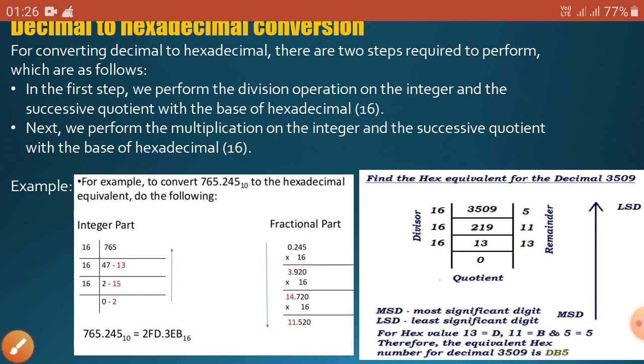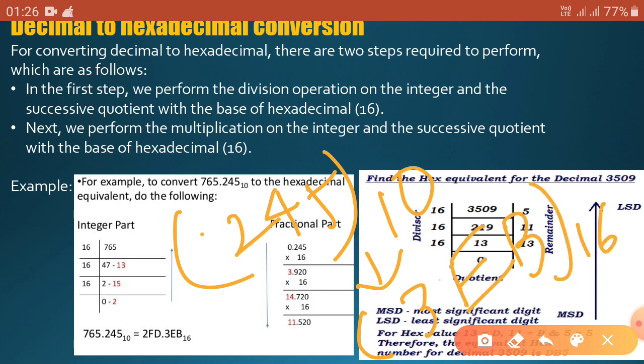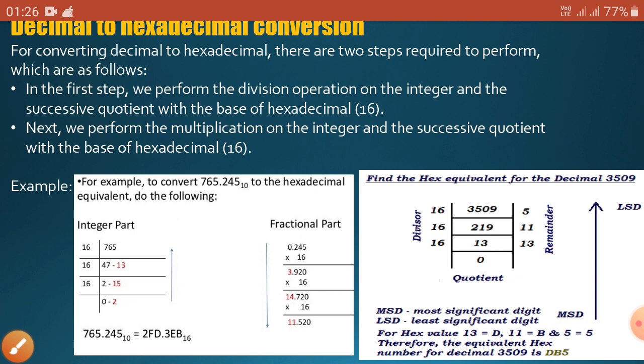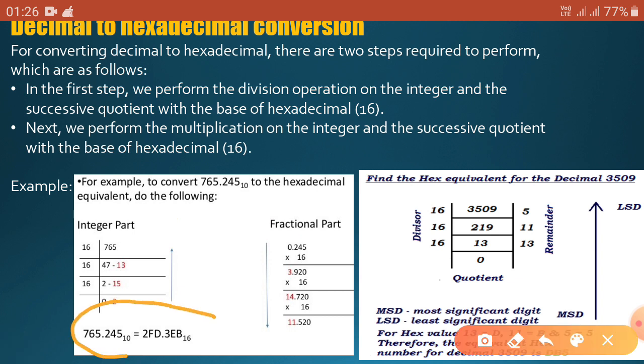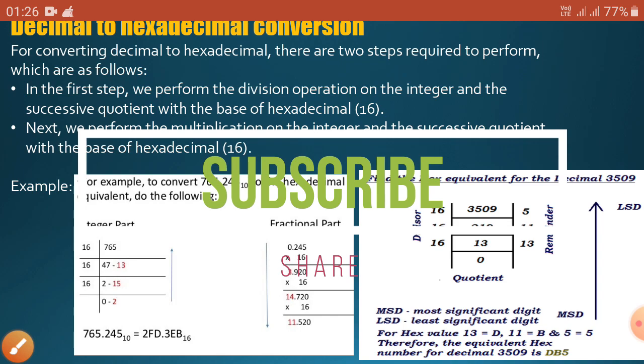So we can write 0.245 in decimal as 3EB in base 16. So as a whole we can write this. I think it is clear to you. Go to the next slide.